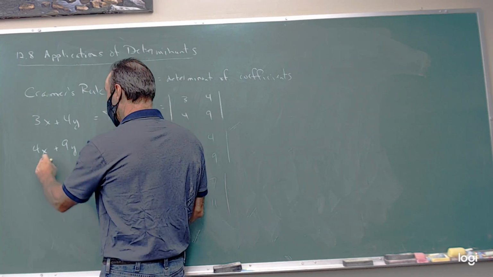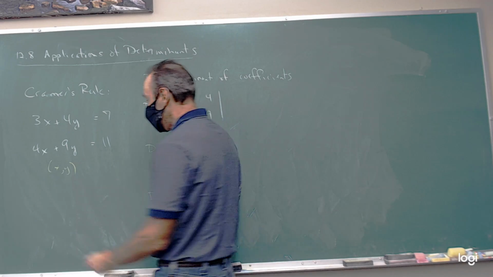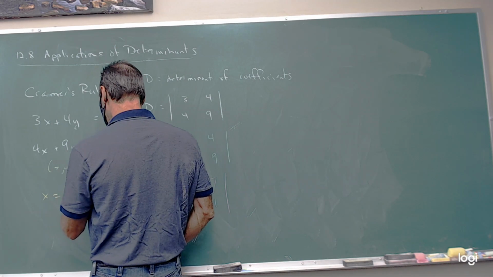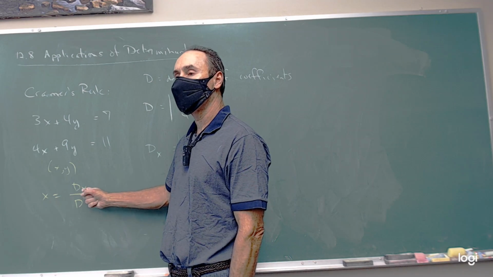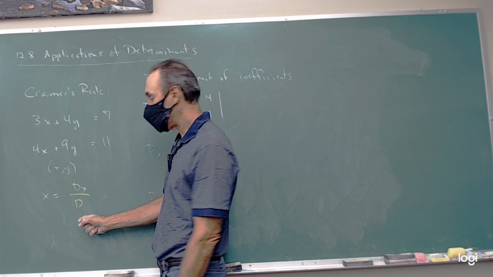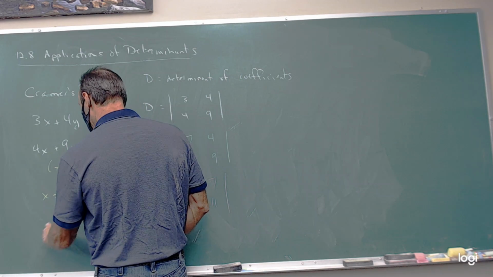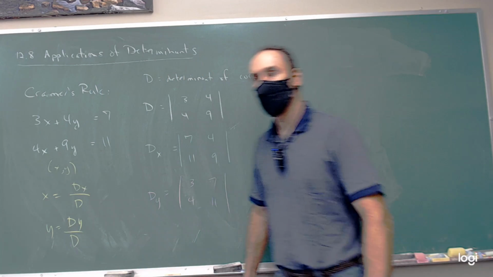So the claim of Cramer's rule is that if these lines intersect, they're going to have an ordered pair x, y. There's a point of intersection of those two lines. The x is going to be dx over d. That is, you evaluate the 2 by 2 determinant d sub x and divide by the 2 by 2 determinant d, and that'll give you the x coordinate. And the y coordinate is dy over d.